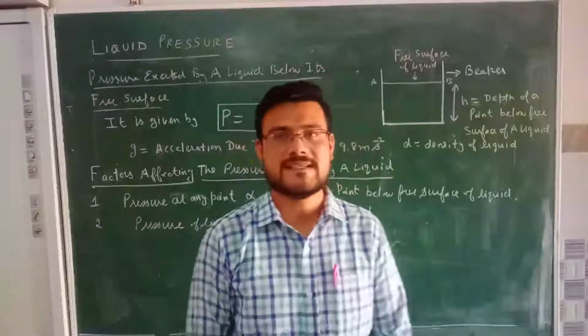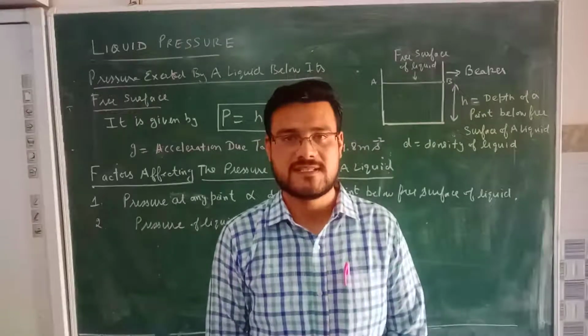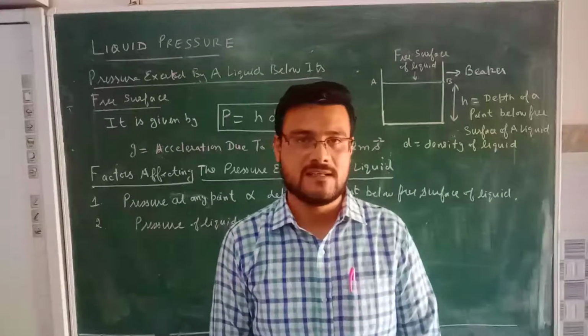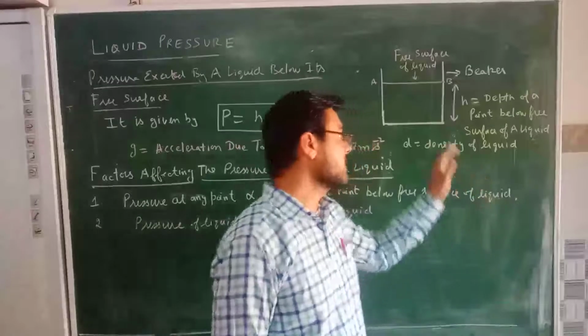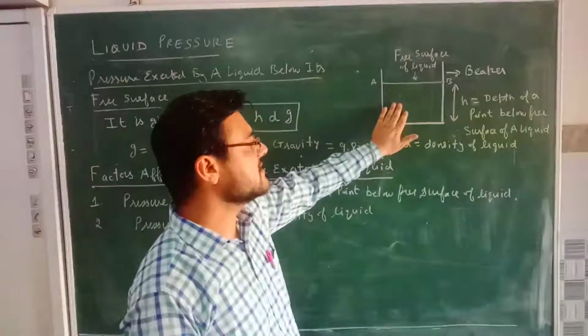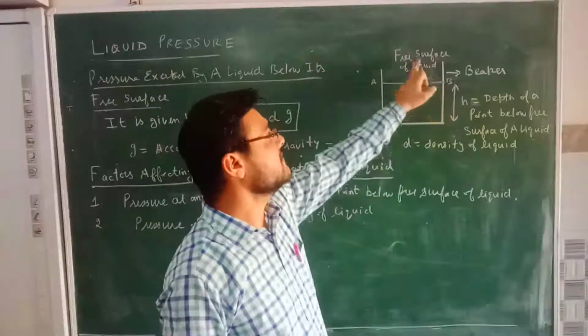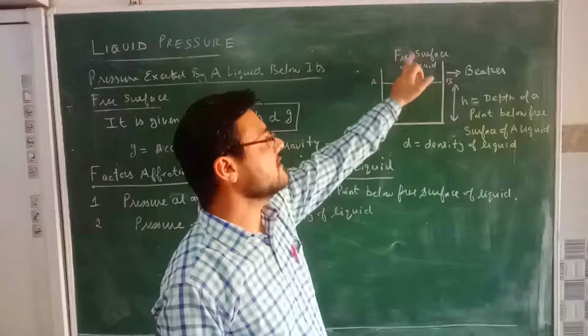Now we are discussing the mathematical expression and its consequences for the pressure exerted by liquid. So here in this figure you can see a beaker in which a liquid is contained up to the level AB. AB marks the free surface of the liquid, which is in contact with the air.